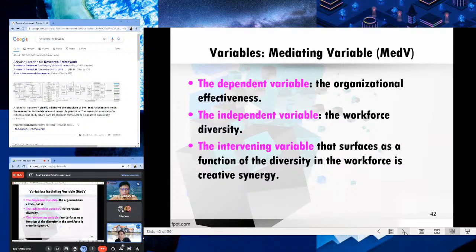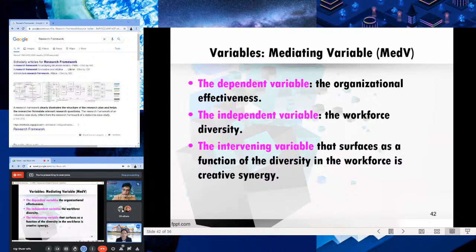Okay, if you see this example, for the mediating variables, we look into the first one. From that example, the independent variable is the organizational effectiveness, and the independent variable is workforce. And the intervening variable surfaces as a function of the diversity of the workers.